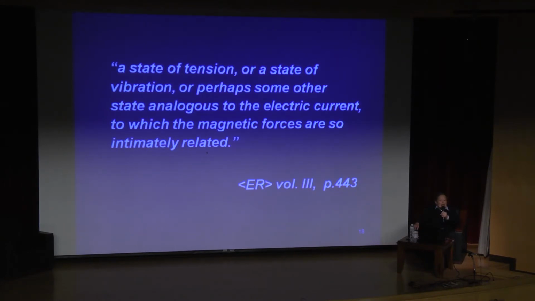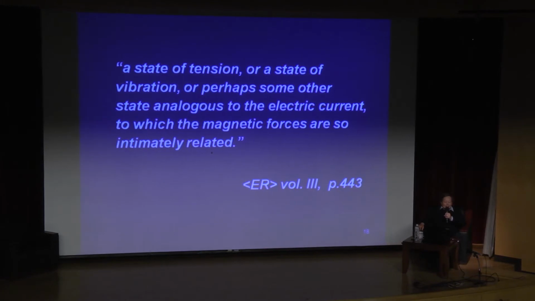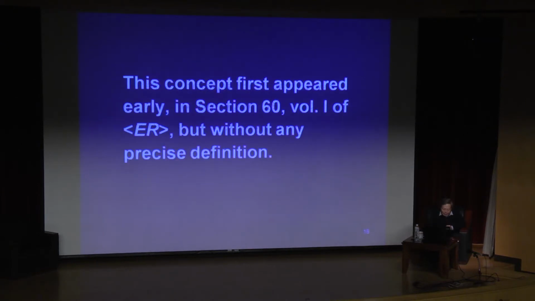He did not define what this state was. In various parts of his experimental researches, you read about his names for this electrotonic state. Sometimes it's called a state of tension, or a state of vibration, or perhaps some other state analogous to the electric current to which the magnetic forces are so intimately related. This concept first appeared early in section 60, volume 1 of Experimental Researches, but without any precise definition.